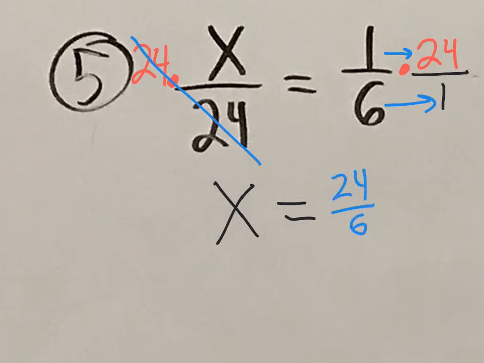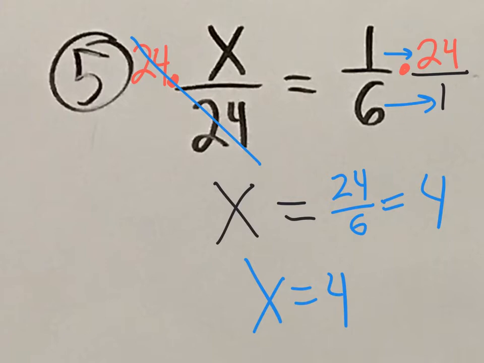Now, that 24 over 6 is a fraction. A fraction is really a division problem. So what's the answer right there? What is 24 divided by 6? The answer is 4. So x equals 4. So do you have to do this? You don't have to do that.